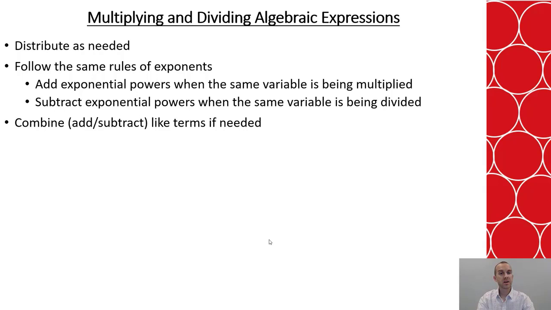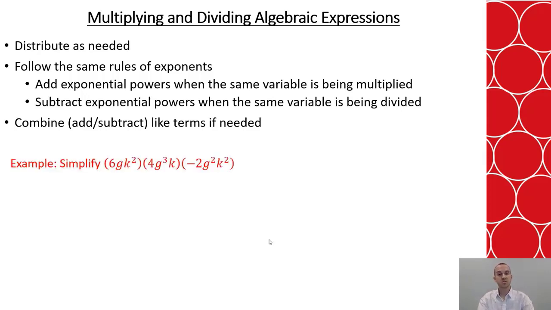Now, when I start integrating more multiplication and division, the first thing I look at is, do I need to distribute? And then I'm going to follow my rules for exponents. Do I need to add exponents when they're being multiplied, if it is identical variables? And if it's division, I need to subtract those exponents and make sure to keep the variable wherever it is in the fraction that the variable has the greater exponent. And then if there is any addition or subtraction, can I combine anything in the end? So let's look at an example.